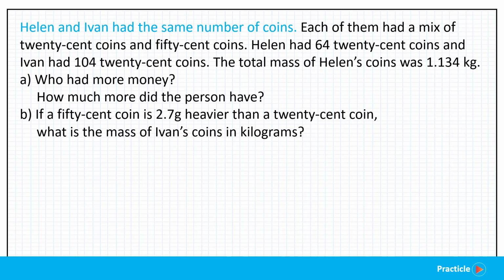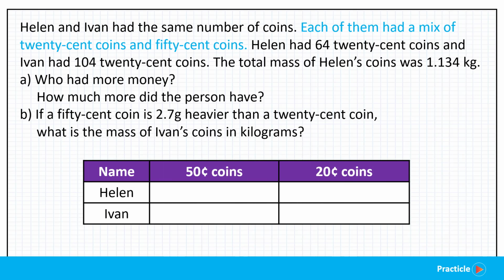Now, what kind of coins do Helen and Ivan have? And how many coins do they have? Well, reading on, we are given that each of them had a mix of 20-cent coins and 50-cent coins. Now let's draw a table to help us see this better, okay? So here we have Helen and Ivan, and we're going to draw two columns, okay? Because we know that each of them had some number of 50-cent coins and some number of 20-cent coins. Helen had 64 20-cent coins, so let's put that in. And Ivan had 104 20-cent coins. Wow, that's quite a lot, right?